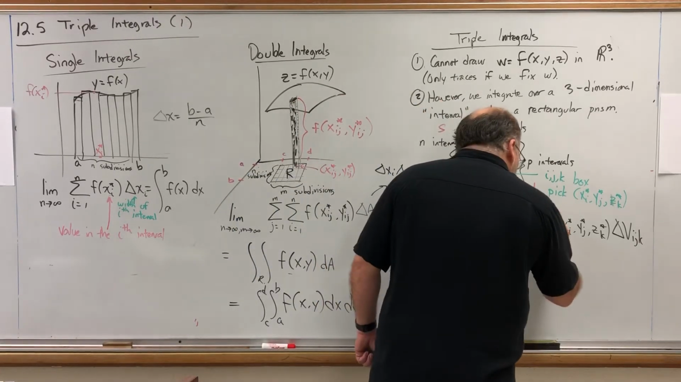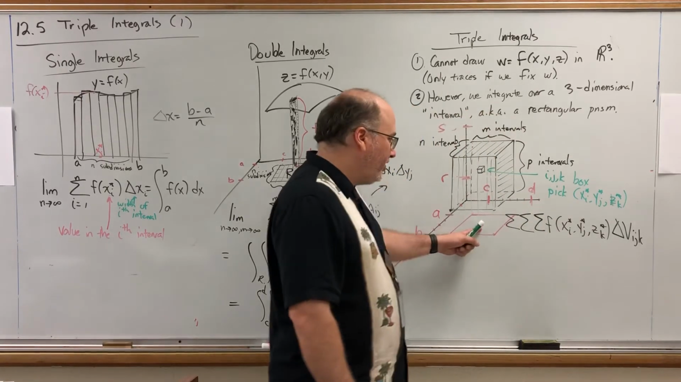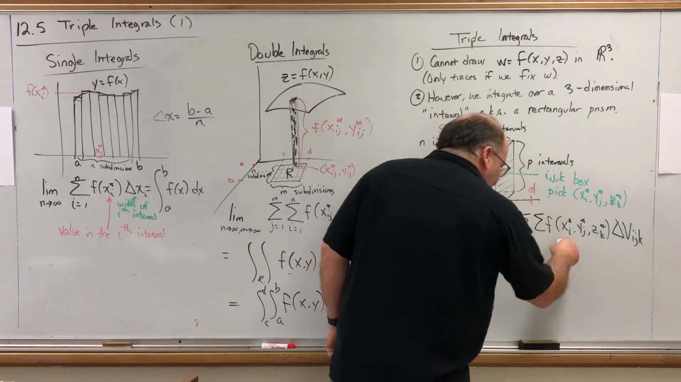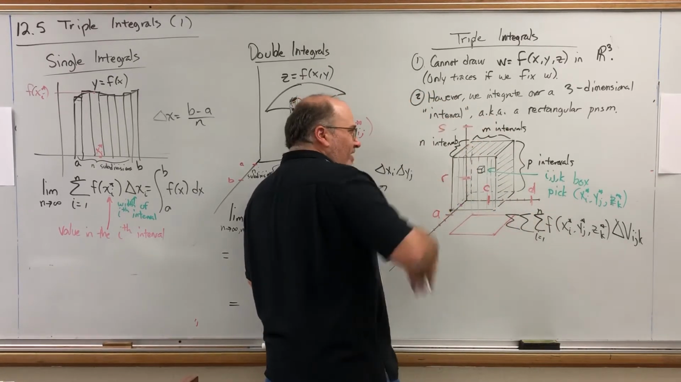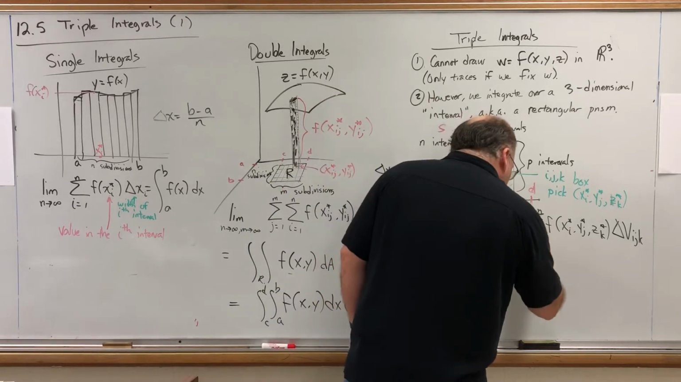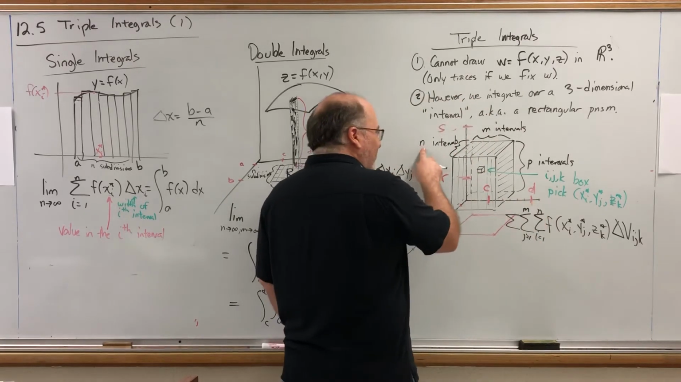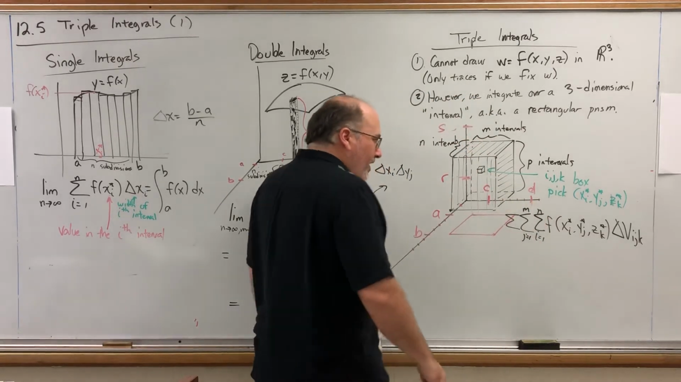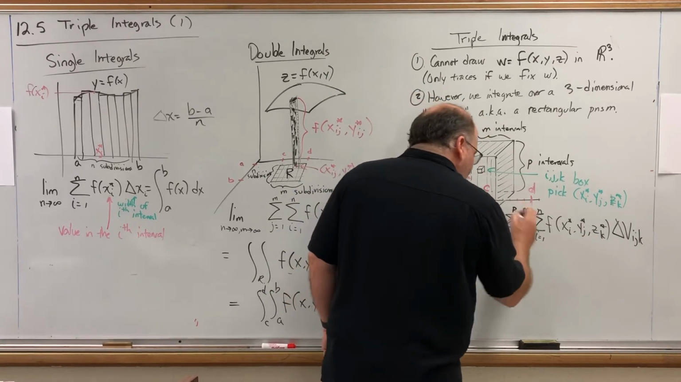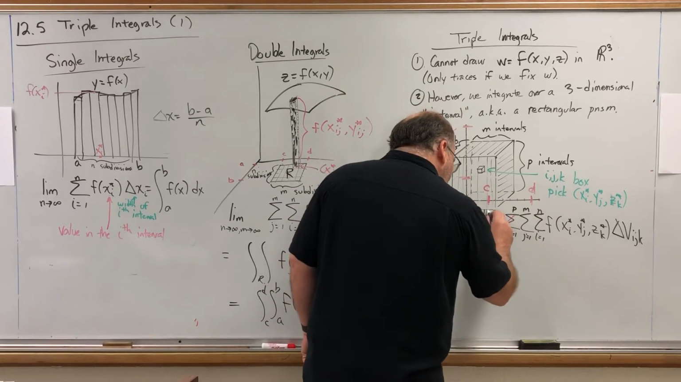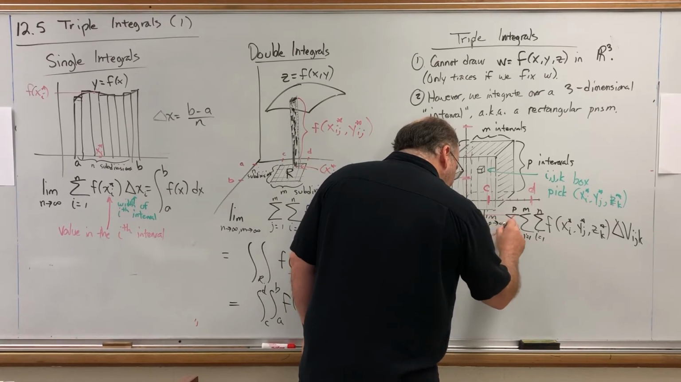Then we take a sum, not a single sum, not a double sum, but a triple sum. The i's are running from 1 to n because we cut the x's into n subintervals. The j's are running from 1 to m. And then the k's, the subscript on the z's, are running from 1 to p. And then we take the triple limit as n, m, and p all approach infinity.